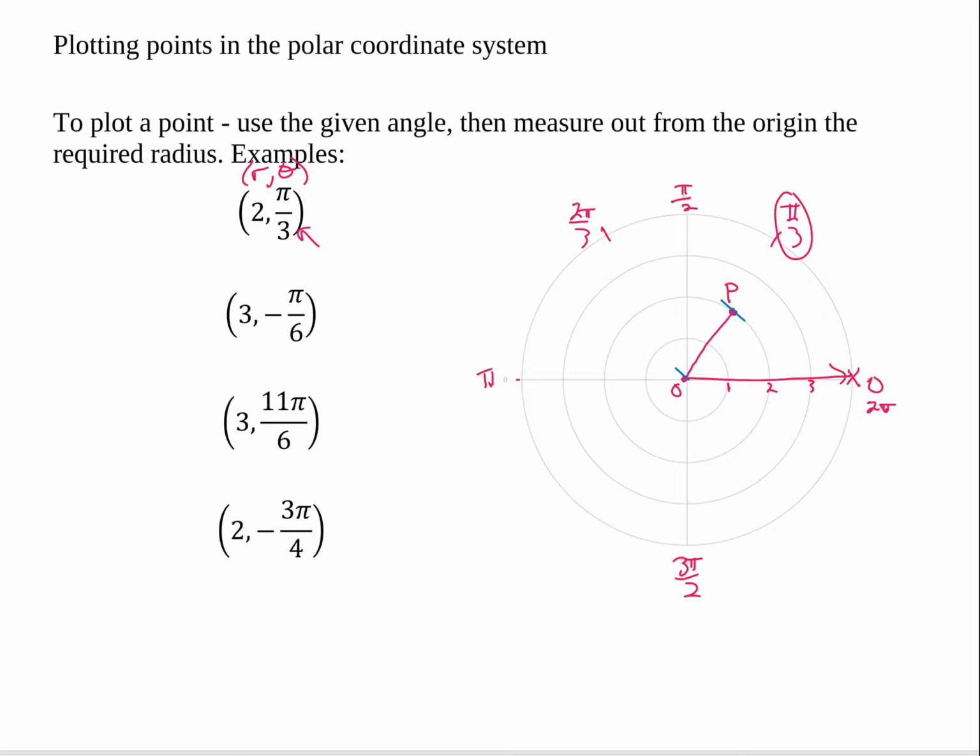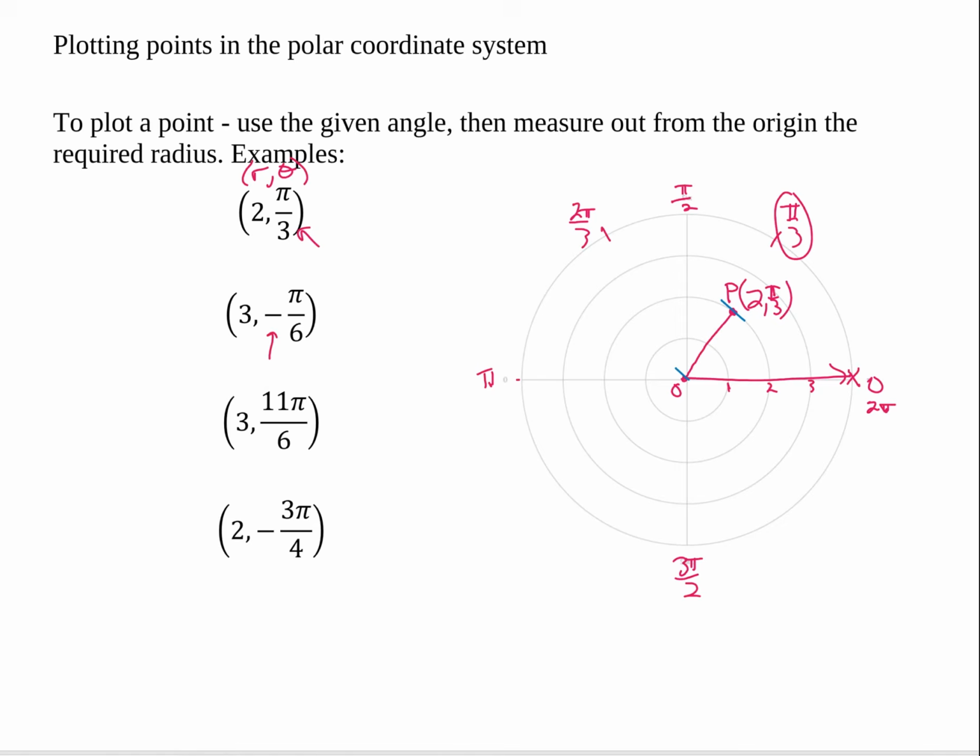So let me get rid of that so we're not getting confused. Okay, there's my point P there. That is 2 comma pi over 3. So we label it. Okay, now the second one is 3 and negative pi over 6. So how do I get to the angle negative pi over 6?